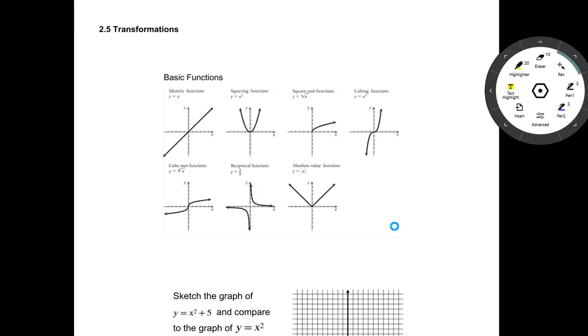This is section 2.5. Before we get into transformations, which is basically just things that you can do with a graph to change it up, shift it one direction or the other, make it wider, make it narrower, turn it upside down. Those are all transformations that we're going to learn. How does the equation change when those visual things on the graph change?